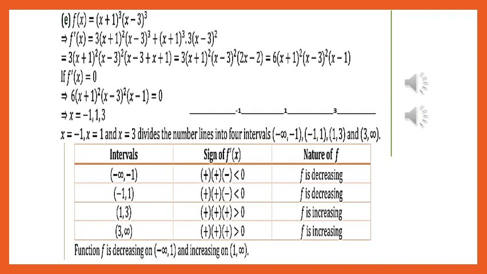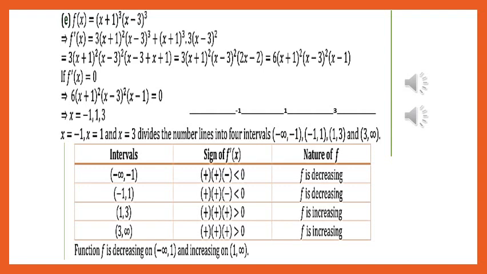Now we plot these points on the number line. Then we have 4 subintervals: minus infinity to minus 1, minus 1 to 1, 1 to 3 and 3 to infinity. Now in the first subinterval, minus infinity to minus 1, the sign of f dash x is positive, positive, negative, that is less than 0. So f is decreasing. We see that in f dash x, 2 terms are under squares only: x plus 1 whole square and x minus 3 whole square. So these two will always be positive. We need to check only this x minus 1.